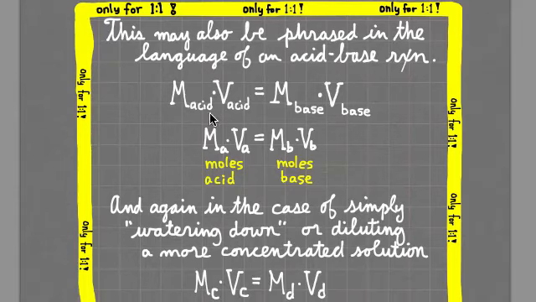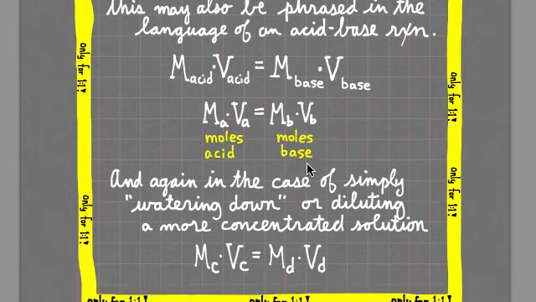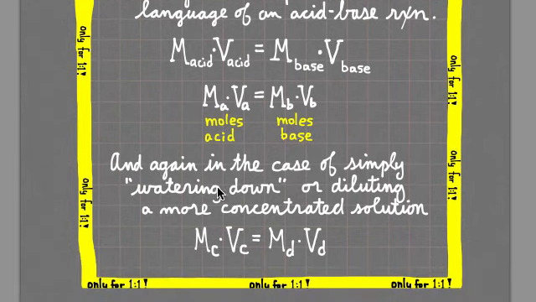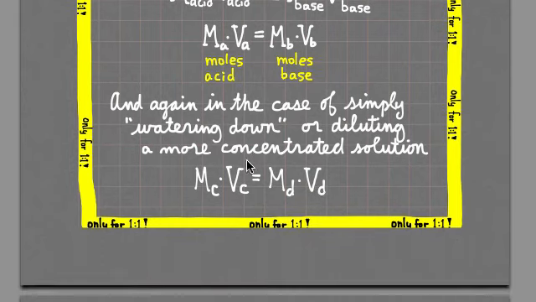Other ways to say it: molarity of acid, volume of acid, molarity of base, volume of base. A is for acid, B is for base. Moles of acid equal moles of base. But again, it doesn't have to be an acid-base titration. It could be anything that's 1-to-1. Also, it's called the dilution equation. If I had a concentrated liquid, lots of solute, and I want to water it down, molarity concentrated times volume concentrated equals molarity of the diluted times the volume of diluted. But you see all over here, I put only for 1-to-1. Does this work?